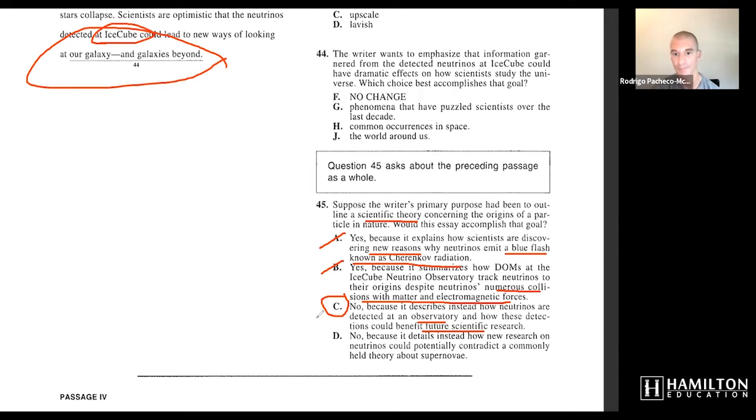What about D? D says no because it details instead how new research on neutrinos could potentially contradict a commonly held theory about supernovae. Even though supernovae are mentioned, the author does not make this claim that new research could contradict a commonly held theory. So we can also get rid of D.